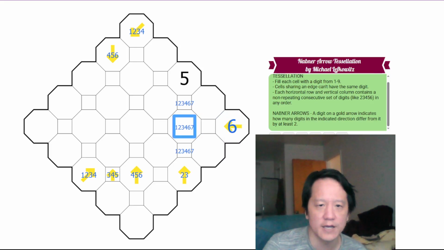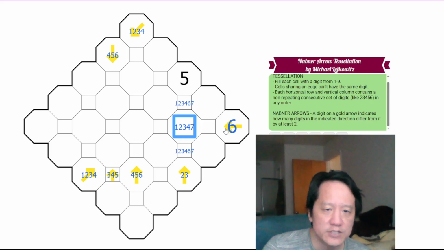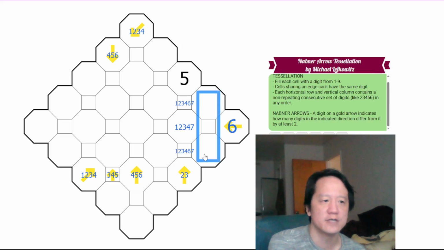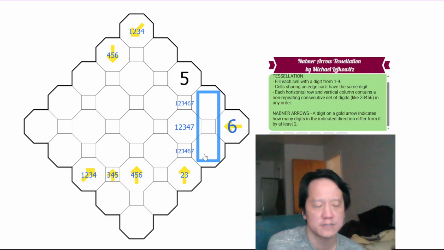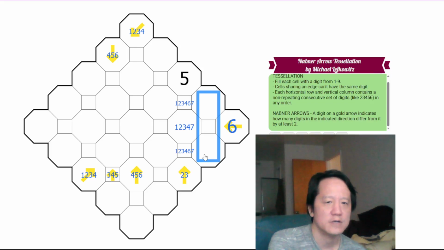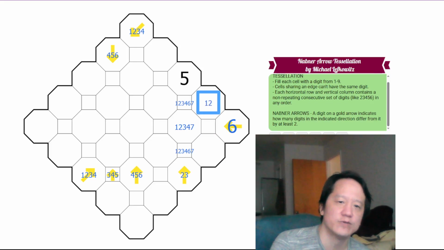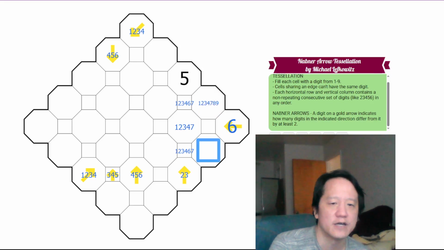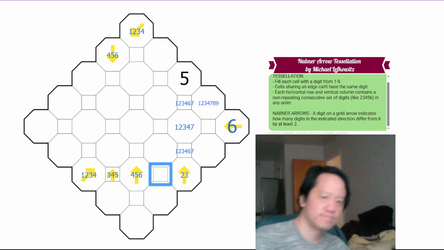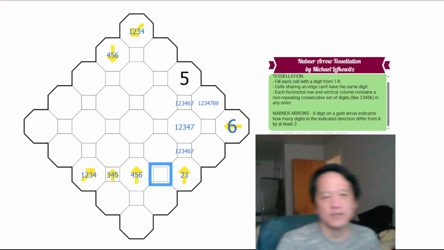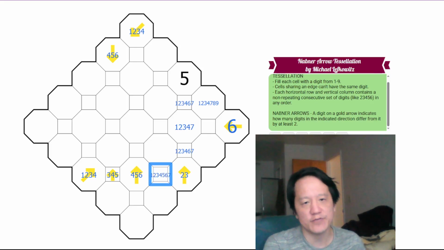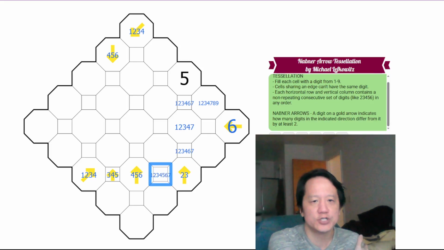which means this cannot be 6. These 3 digits must be consecutive, but cannot contain a 6. This can't be 5 or 6, so we have 1, 2, 3, 4, 7, 8, 9. This digit is 1 through 7 here. Not sure which.